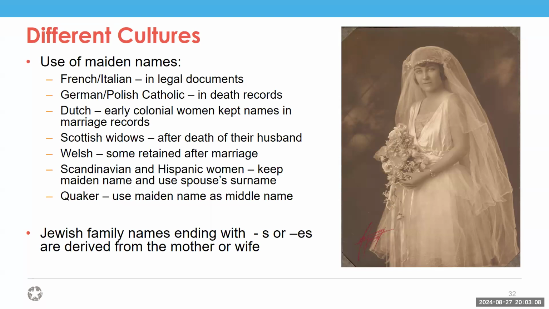Oftentimes, if you have a Jewish family, those family names ending with S or ES are derived from the mother or the wife versus the husband. So again, these are all different clues or different ways that you might have to search. Like if I come from a Dutch background, then I'm probably still going to want to search my ancestor's maiden name if I have that. Things to keep in mind.